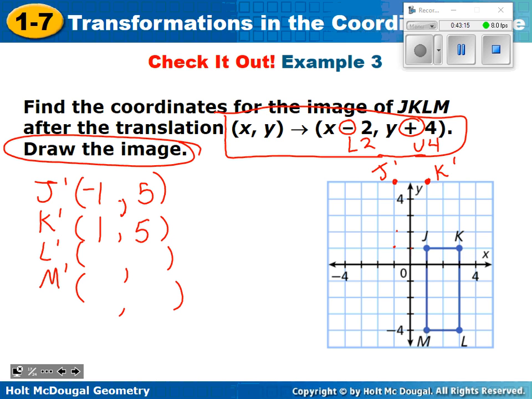Okay, do the same thing for L. Left 2, up 4. Where is L prime? 1, 0. And now do the same thing for M. Left 2, up 4. Where is M prime? Negative 1, 0. And then connect your points to draw your picture.